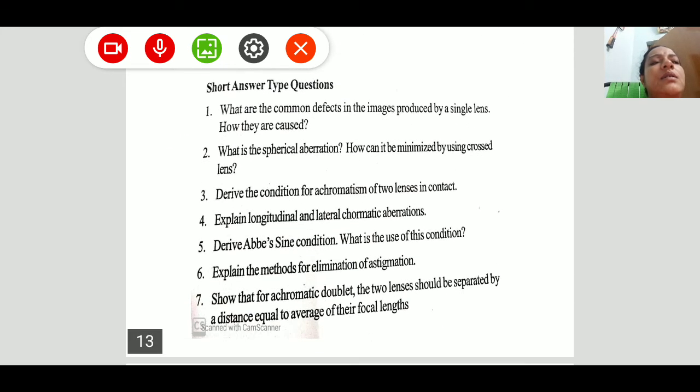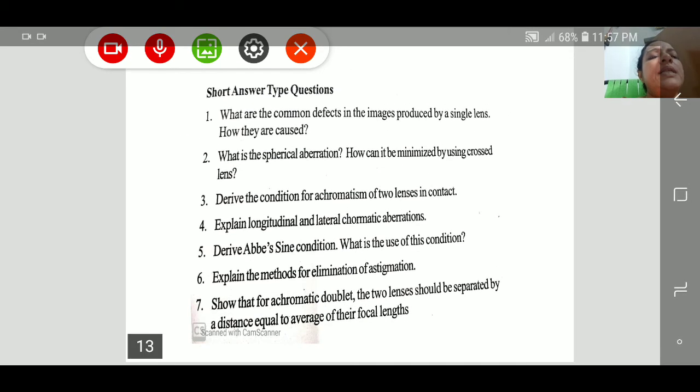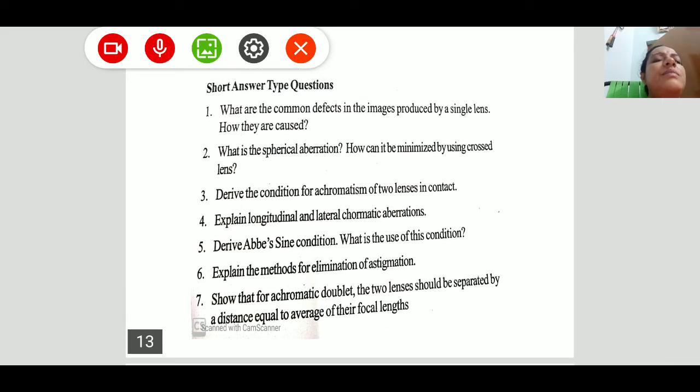Next in this lesson, let us discuss some important questions, that is short answer type questions. What are the common defects in the images produced by a single lens? How are they caused? This is the arrangement of aberrations. What we have to give as the answer. How are they caused? Common defects are due to light, due to the optical system.